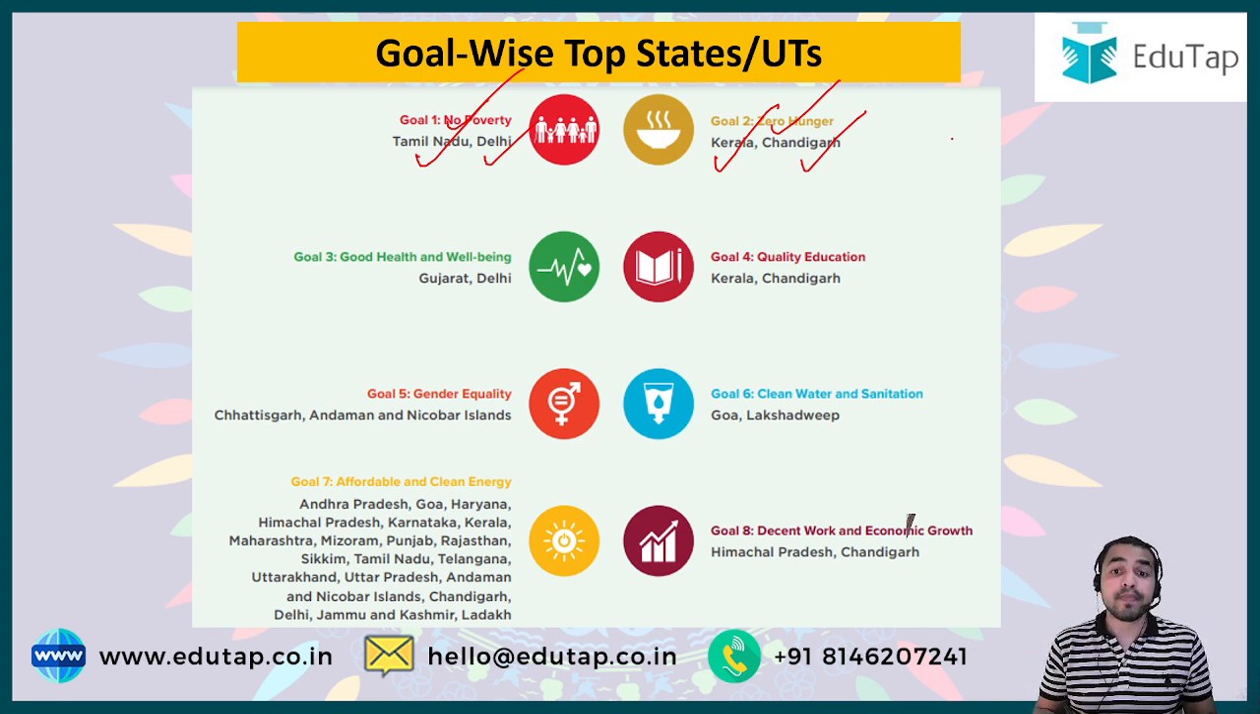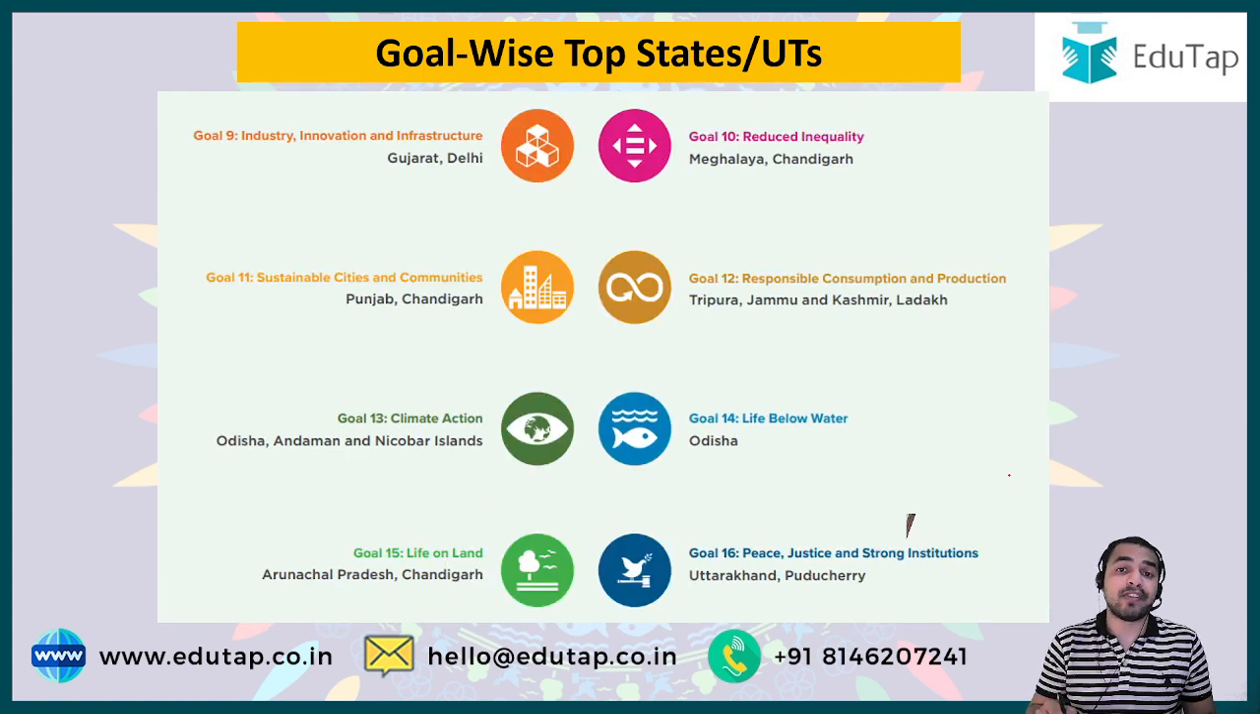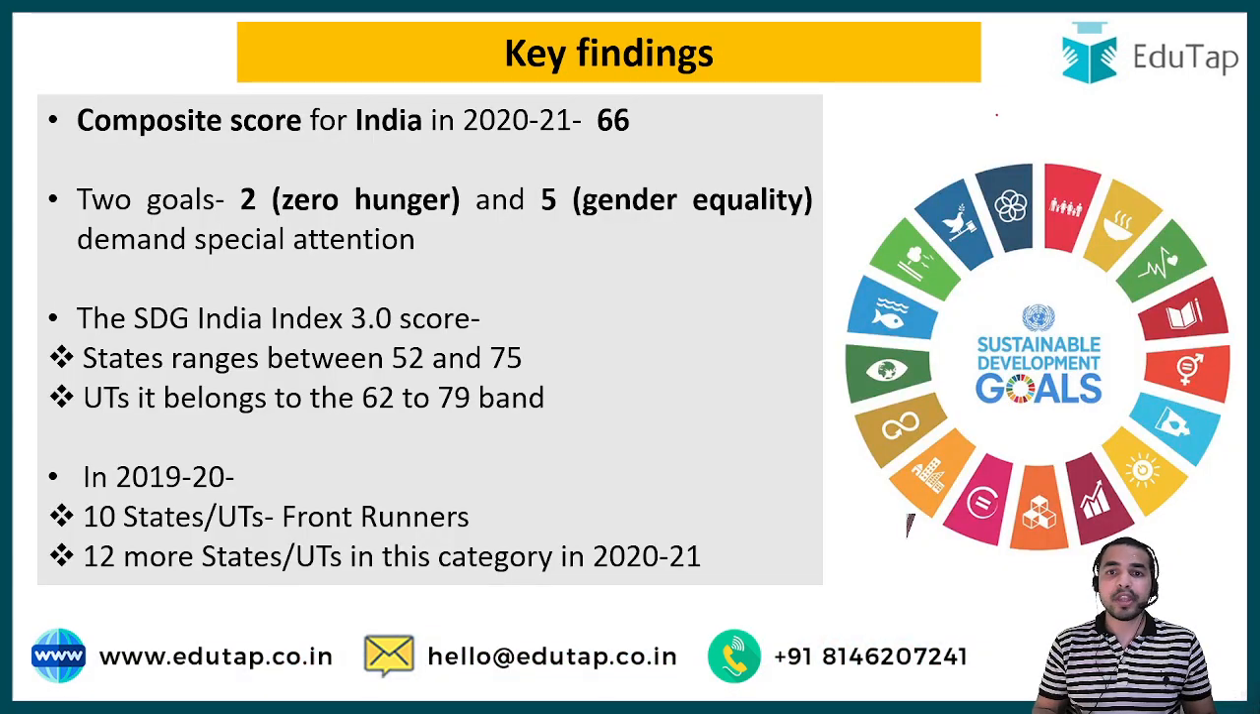And guys, so on, here the list of all the 16 sustainable development goals is being given, and the topmost performing states and union territories are also provided here. So guys, you can quickly go through them, and let's move on ahead into the session. So guys, now let's see the key findings of this particular index.